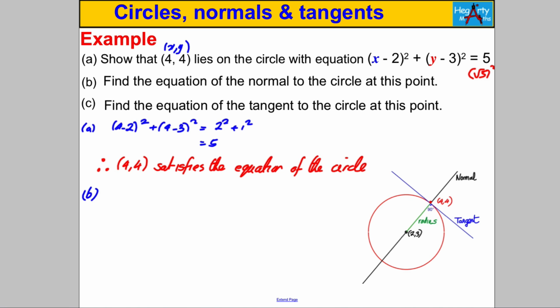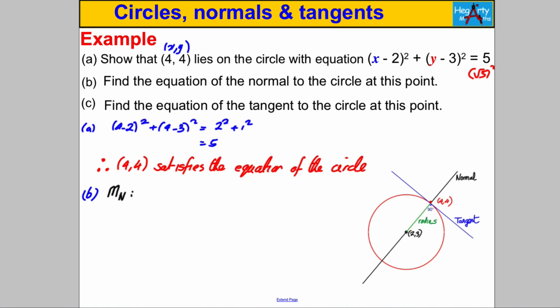How on earth are we going to work out the equation of the normal? We need its gradient and we need a point on the normal, and (4, 4) and (2, 3) satisfy both those, so we could use either. So let's start by working out the gradient of the normal, which we're going to call m for gradient, subscript n to denote it is for the normal. And we need to work out the gradient of this radius here, because that is the same as the gradient of the normal. They lie on the same line.